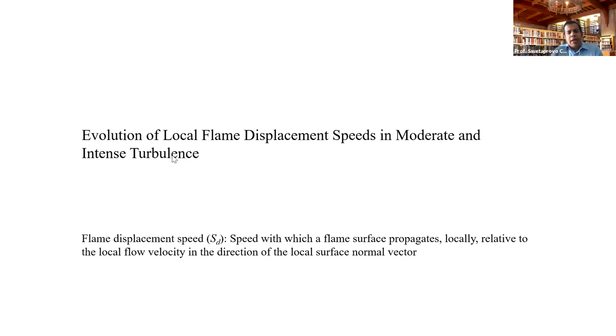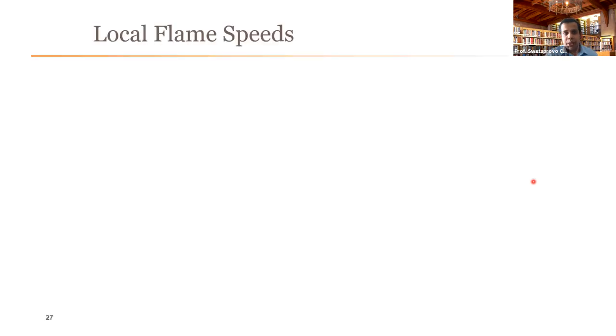All right. So this section of the talk will focus on local flame displacement speeds. And we'll talk both about moderate as well as intense turbulence. And as you know, the flame displacement speed is the speed with which a flame surface propagates locally relative to the local flow velocity in the direction of the local surface normal vector. So in the previous section, we looked back in time because we did not know a priori which locations would generate the flame surface, okay? Now with that information available, we can just take everything forward in time and see where it goes, okay? And that has some interesting implications that I will talk about.